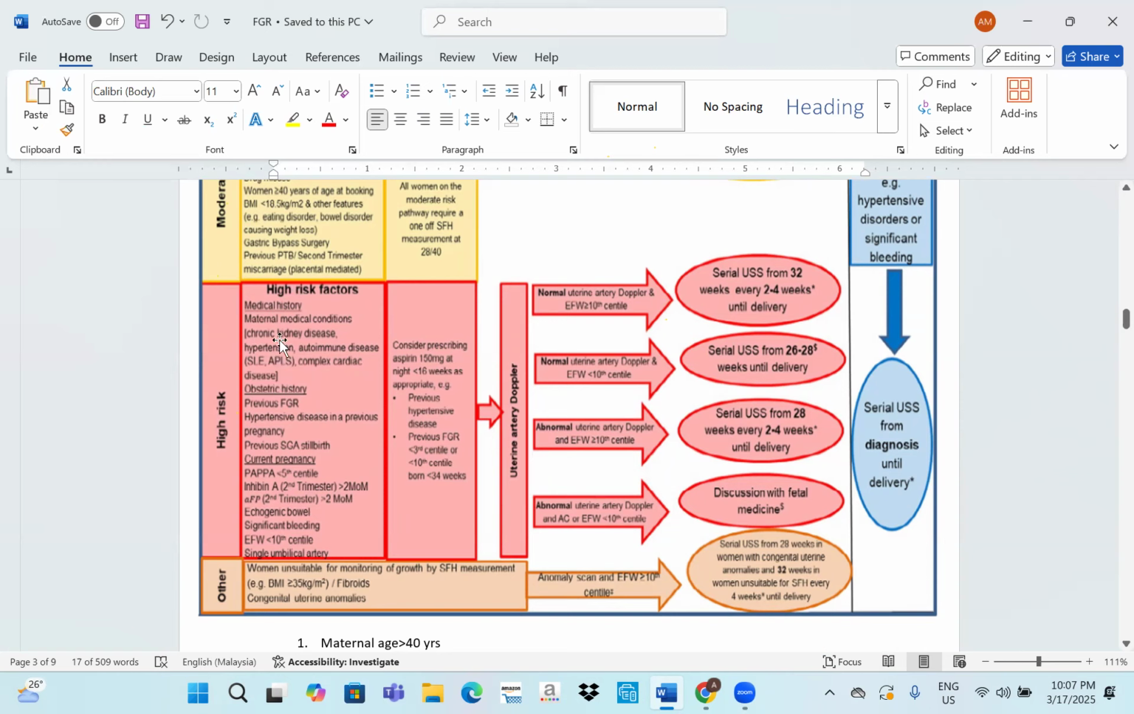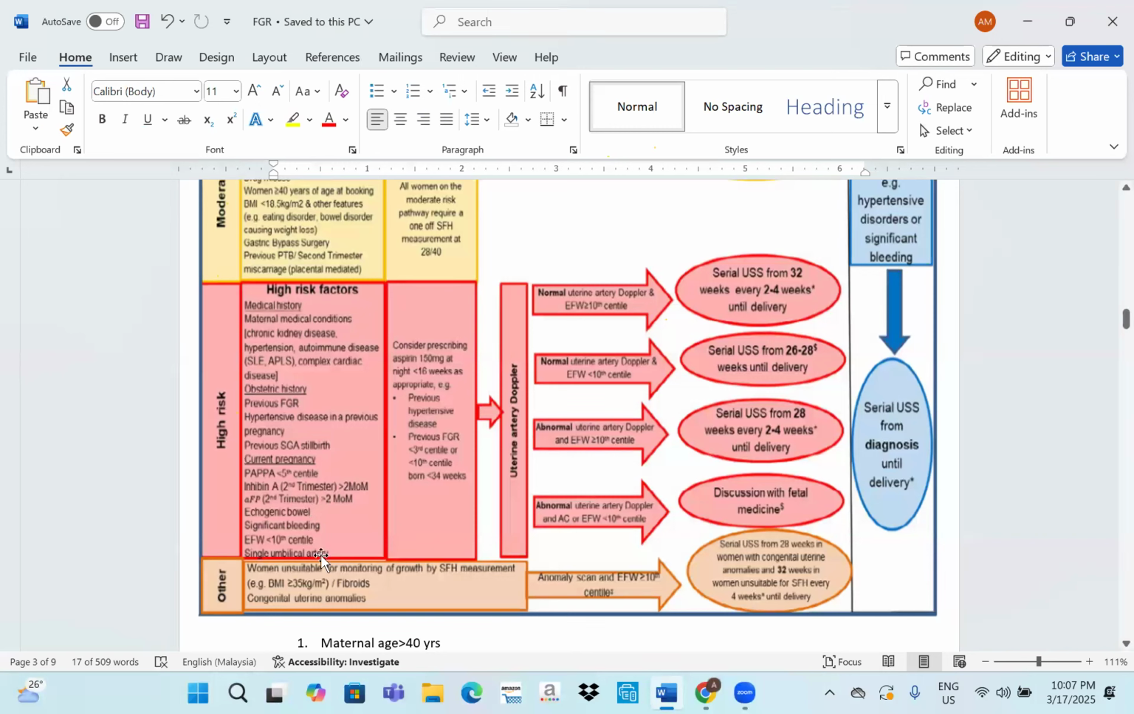From these points you can ask about the medical history. Now coming towards the obstetrical history. Previous SGA was the moderate risk factor, but previous FGR is the high risk factor. Hypertensive disease in the previous pregnancy is a high risk factor. Previous SGA stillbirth is a high risk factor. Previous stillbirth appropriate for gestational age is a moderate risk factor, but previous SGA with a stillbirth is a high risk factor.